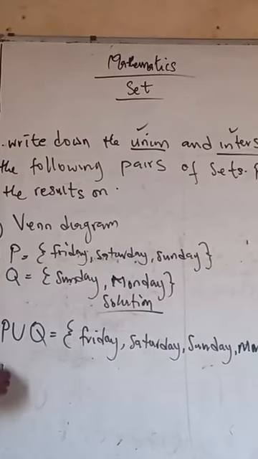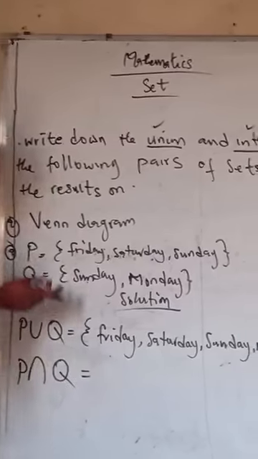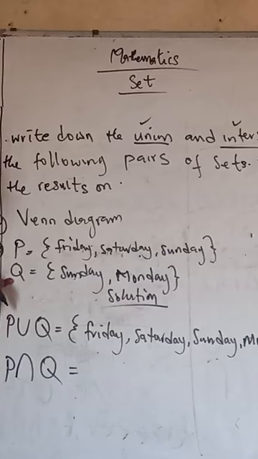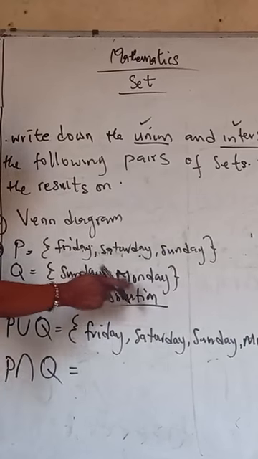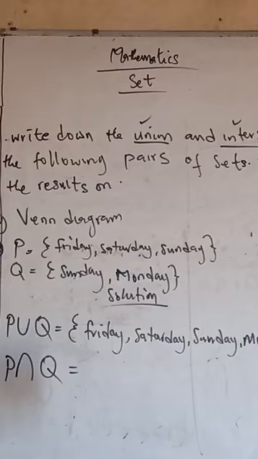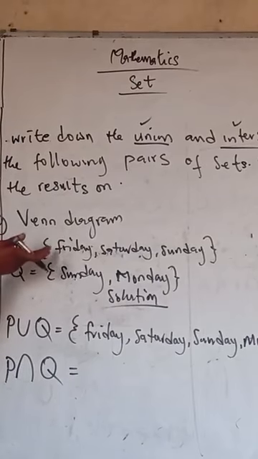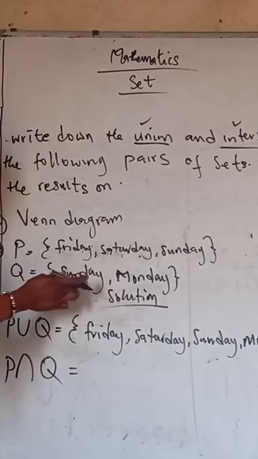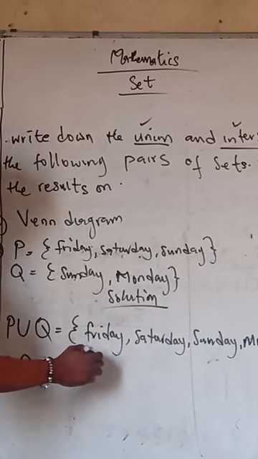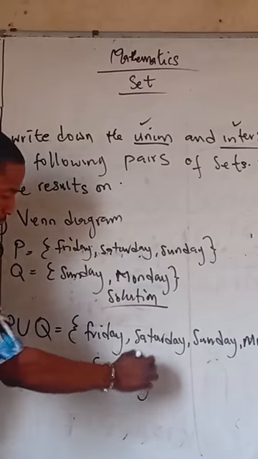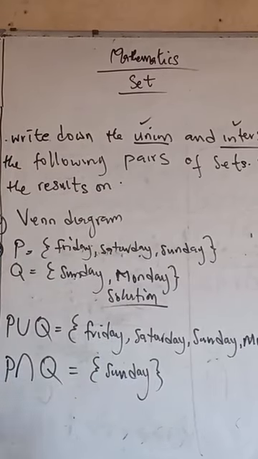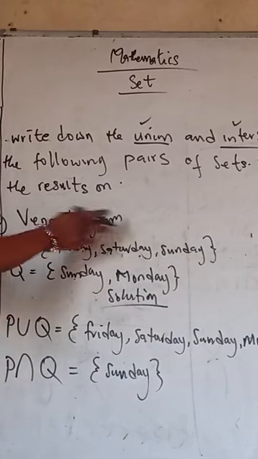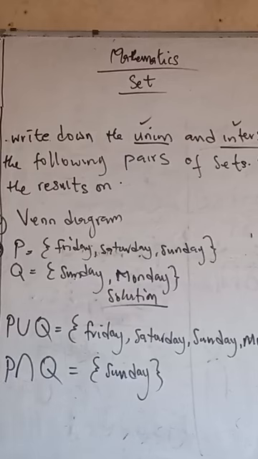So here now the intersection. If you watch on the set P, you have Friday, Saturday, Sunday. On Q, you have Saturday, you have Sunday and Monday. Now, what is the intersection here? The same element that you can see on P and Q is Sunday. So Sunday is the intersection. P intersection Q gives us Sunday because this is the only common element you can see in P and Q.